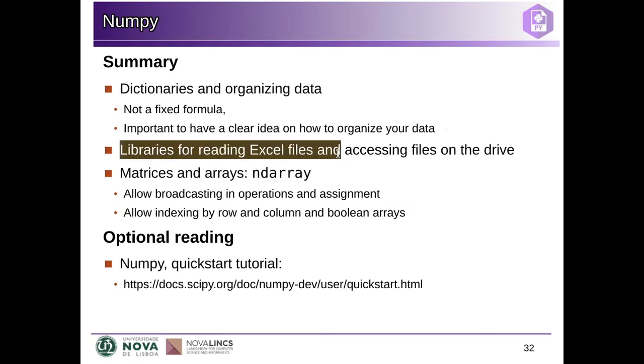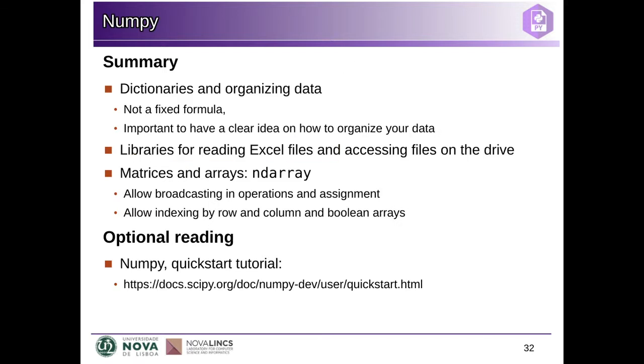We also saw libraries for reading Excel files and for accessing groups of files on the drive. The glob library is quite useful for this. The path module in the OS library is useful when you're dealing with file names and want to do operations with them. These are examples of libraries that are useful to have some familiarity with if you're going to deal with lots of data files. If you only need one data file, that's not problematic, and you probably don't need this.